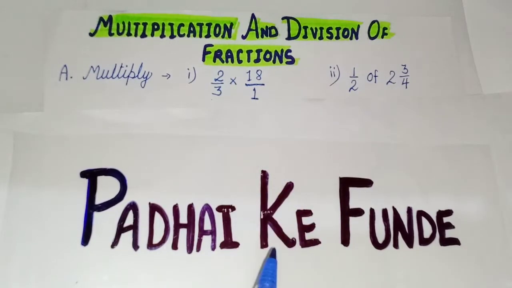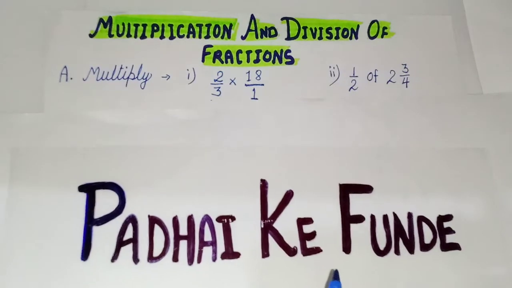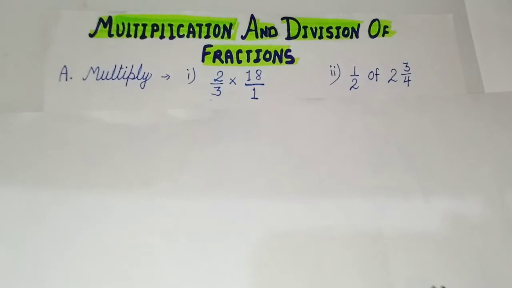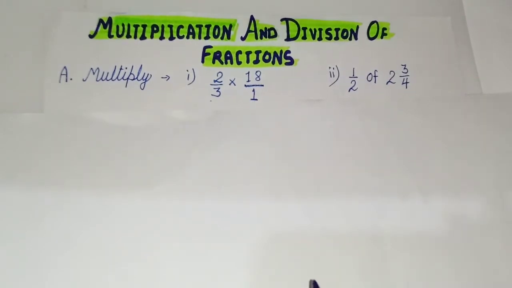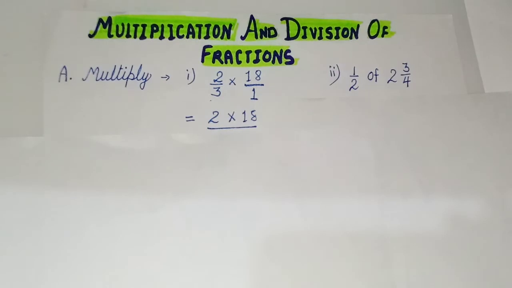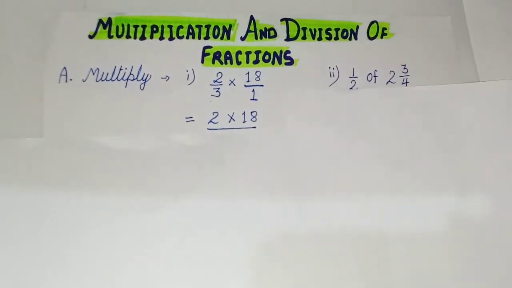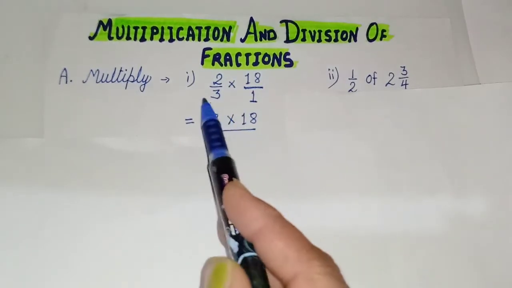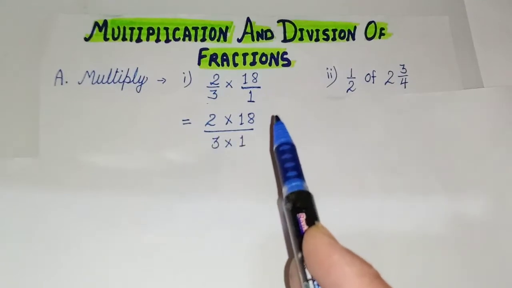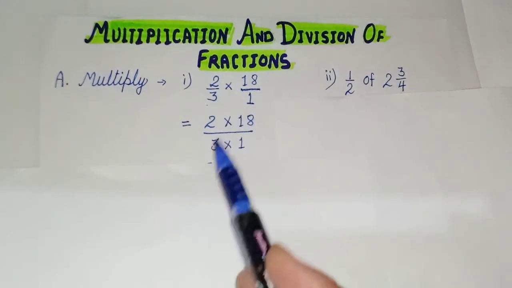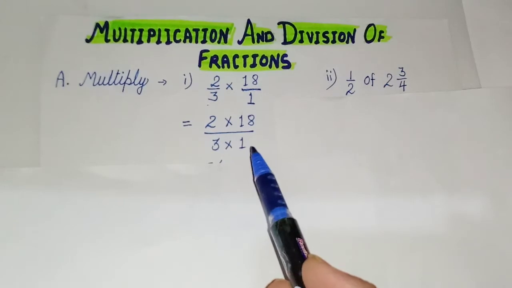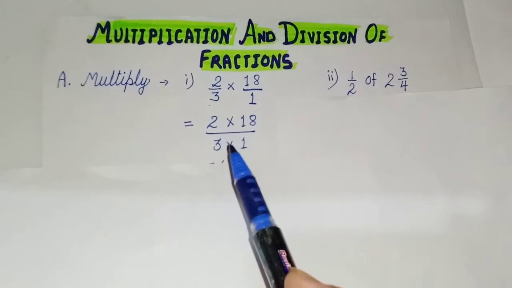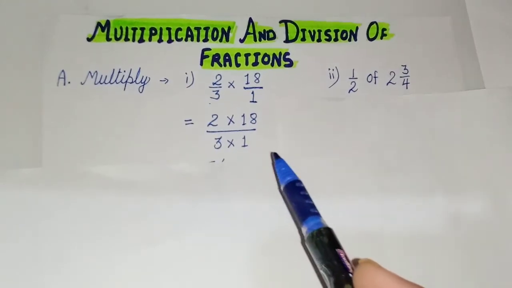Right? After this what to do? Let us see here. First of all, numerator will be multiplied by numerator and denominator will be multiplied by denominator. That is the very simple procedure to multiply fractions. So in the second step, the numerators we have are 2 and 18. So 2 will be multiplied with 18, 2 upon 18, and then the denominators will be multiplied as well. Denominators we have 3 and 1, so 3 into 1 in the denominator. So 2 into 18 will be the numerator of the answer and 3 into 1 will be the denominator of the answer.